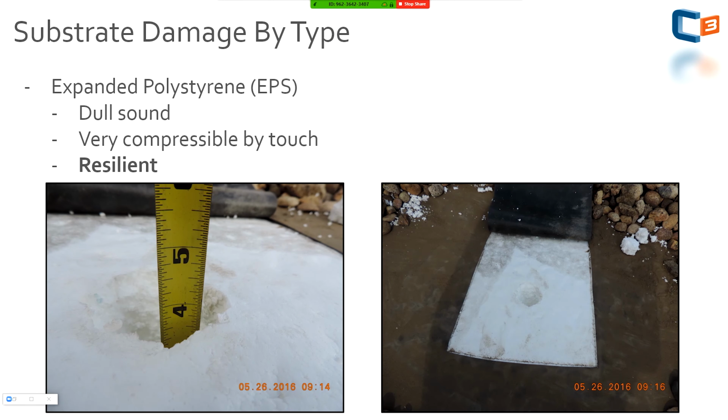Next is EPS, expanded polystyrene. So you guys have seen this all the time if you order a lot of Amazon packages like my family does. You see a lot of EPS, so it's just styrofoam basically. So it has a very dull sound, it's very compressible, but very resilient.